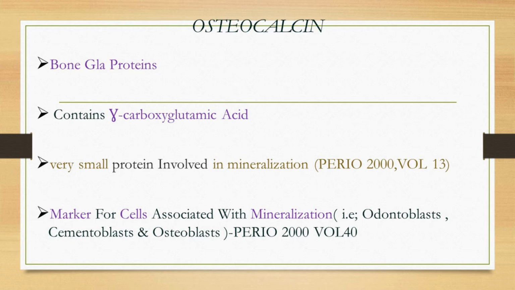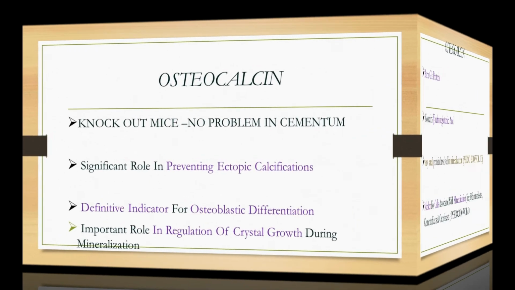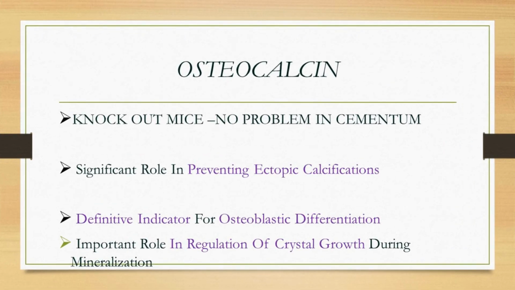The next non-collagenous protein of cementum is osteocalcin, also known as bone gla protein, which contains gamma carboxyglutamic acid, a very small protein involved in mineralization. This osteocalcin is a marker of cells associated with mineralization. Osteocalcin has a significant role in preventing ectopic calcification, is a significant indicator of osteoblastic differentiation, and also plays an important role in regulation of crystal growth during mineralization.